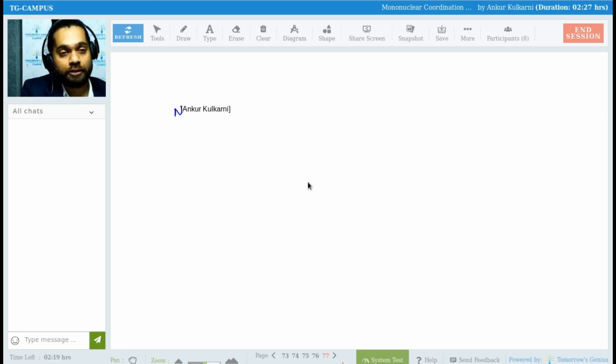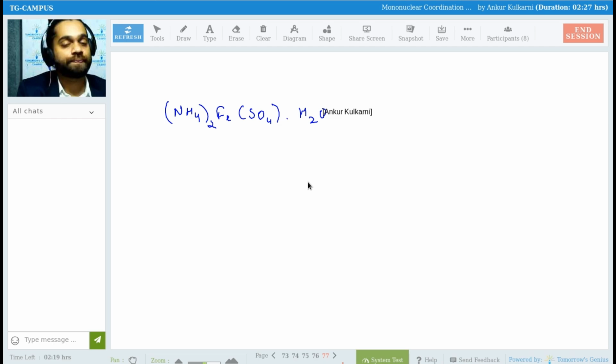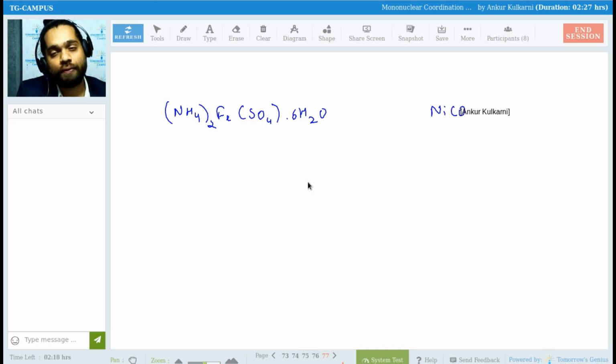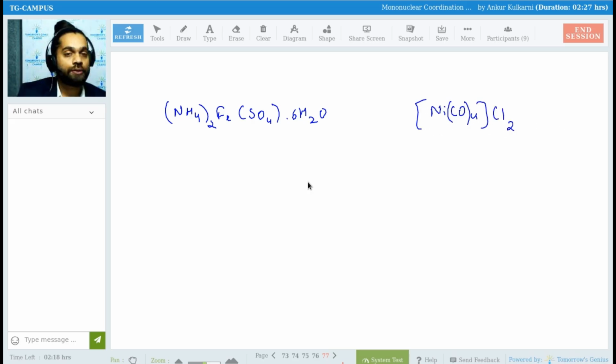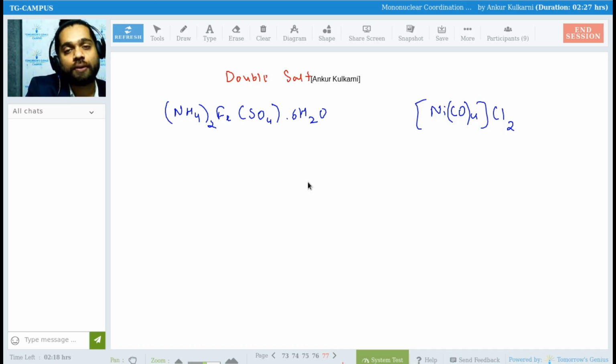Let me write down the formula. Let us say we have (NH4)2 FeSO4 6H2O. Now let me give you an example of a coordination compound. Let us say I have [Ni(CO)4]Cl2. So this is your double salt, and this is your coordination compound.